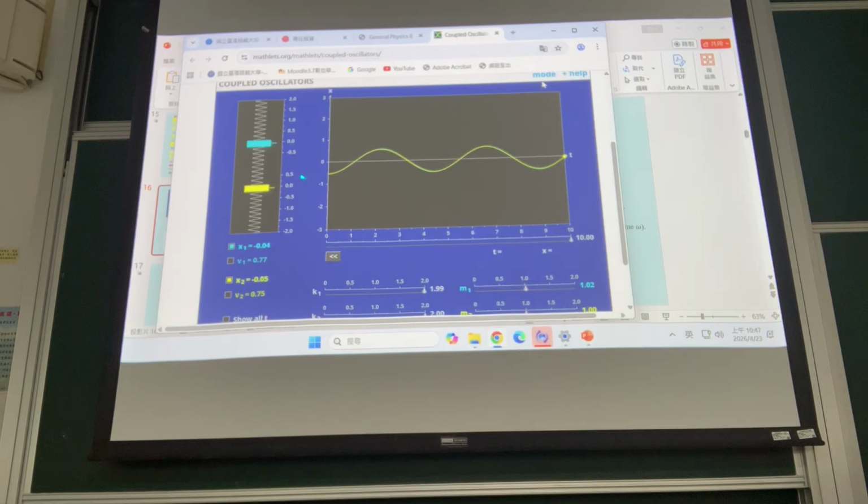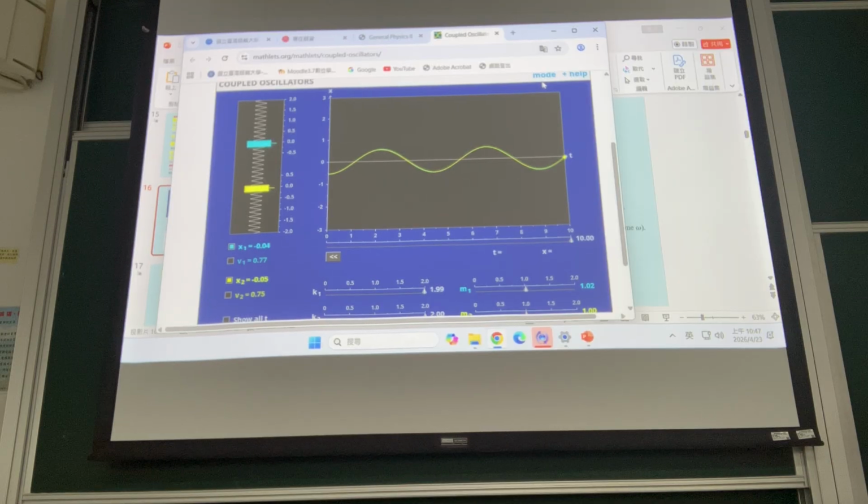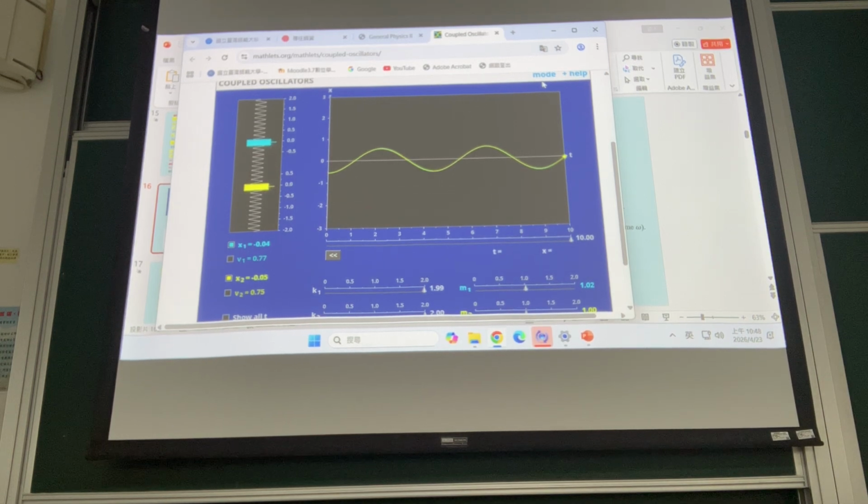So let's see a motion picture of this symmetric mode. Symmetric mode means the two particles move together, of course. Without solving any equation, you can probably think in your head that these two particles can oscillate together. So that's the picture.